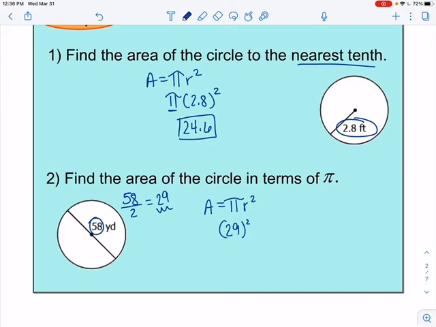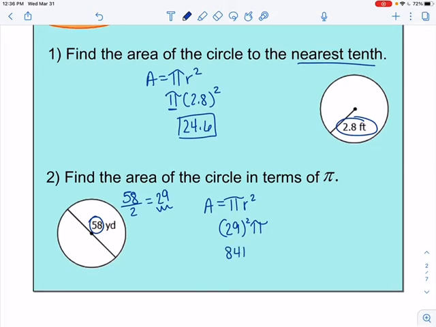So we're going to have 29 squared times pi. Okay, and again, I'm going to square 29 in the calculator, but I'm not doing anything with that pi symbol. We want the symbol pi in the answer. So 29 squared is 841. And again, we'll tack on that pi, and that's going to be your final answer in terms of pi.